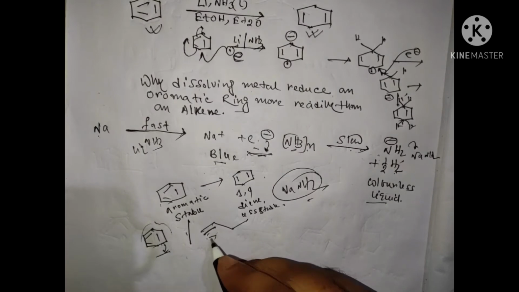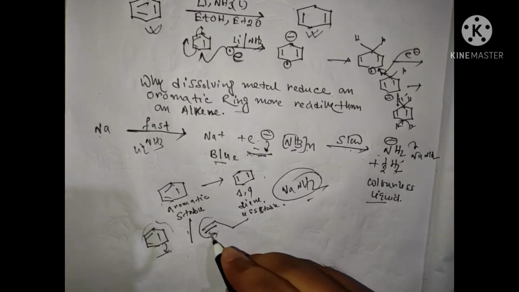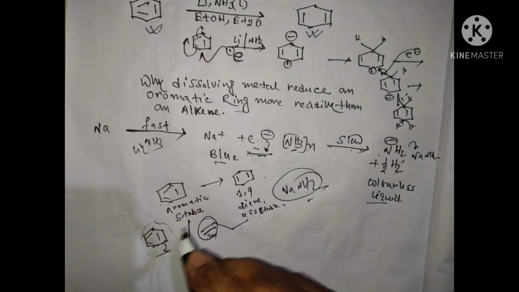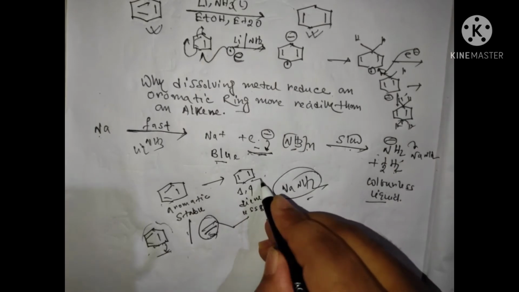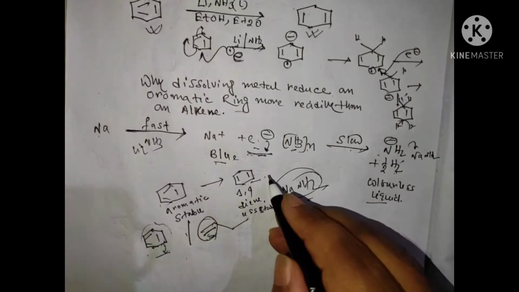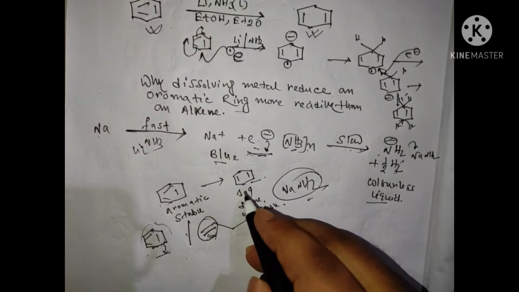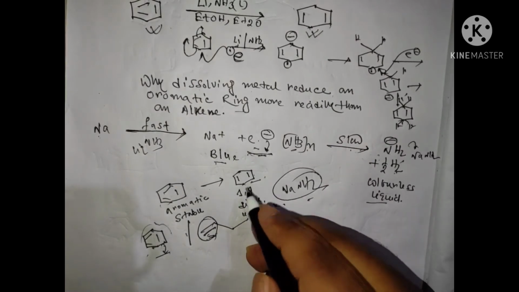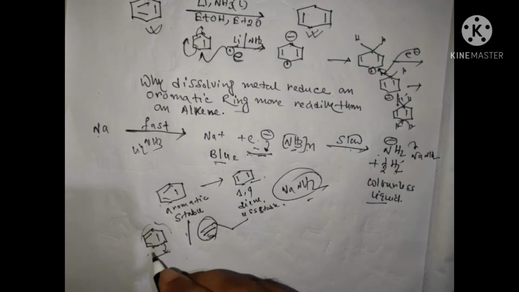but we expect that the rate should be higher in that case, because this is more stable. So to convert that more stable system to a less stable system, we require more activation energy, and from that we can say that the rate will be slower. But actually this is not the case.